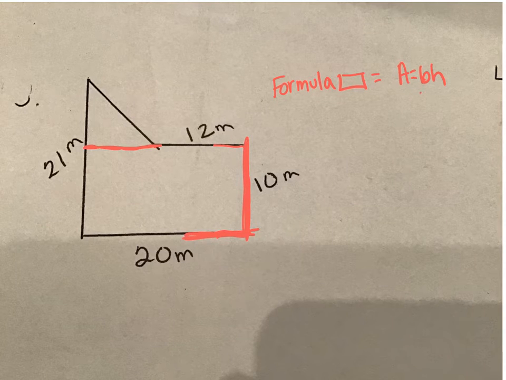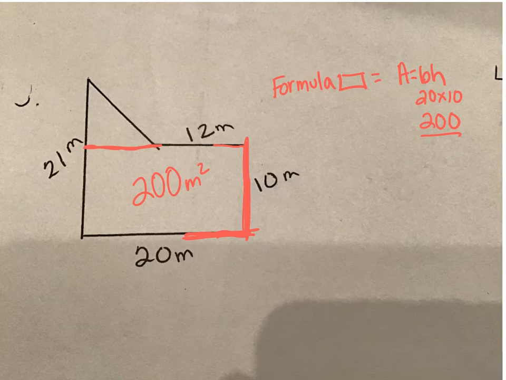So we can say our base is 20 times our height is 10, and we probably can do that in our head. Our rectangle is now 200. So I'm just going to write that inside here because it's going to remind me that the inside measurement is 200 meters squared for the rectangle. But now we need to do our triangle formula.